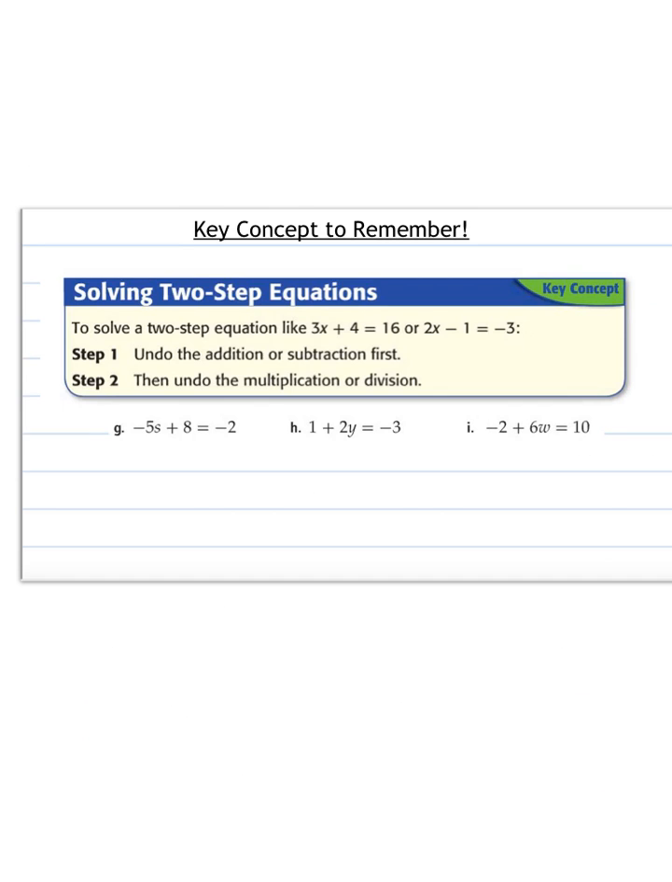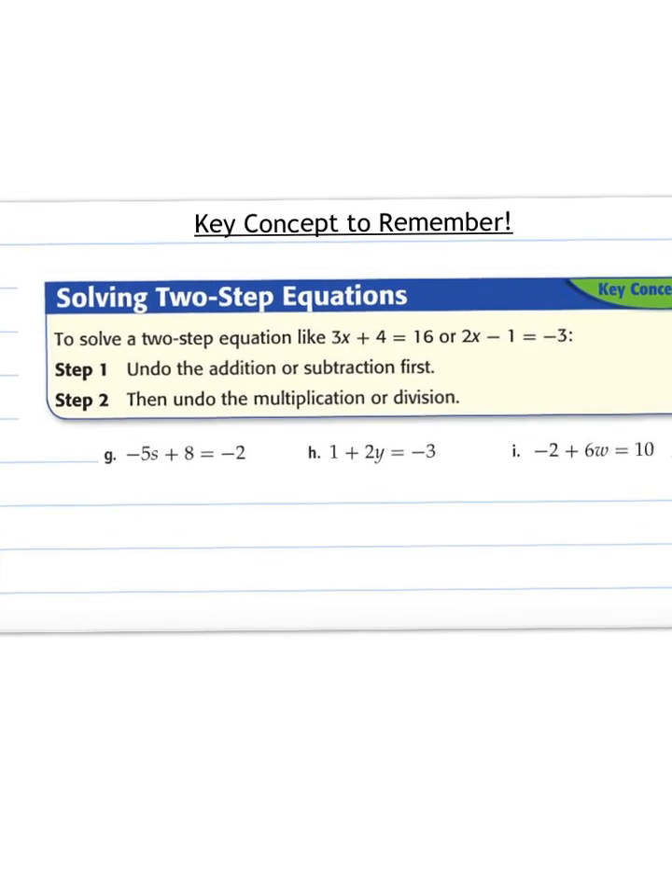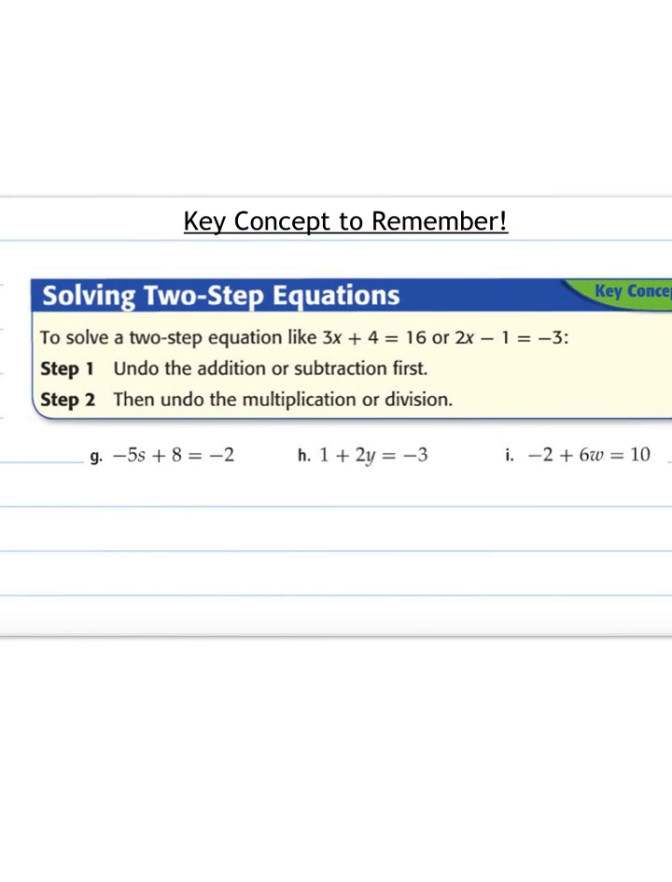Okay, the key concept that we want to remember for solving two-step equations. To solve a two-step equation, like 3x plus 4 equals 16 or 2x minus 1 equals negative 3, your first step, undo the addition or subtraction. Second step, undo the multiplication or division. So make sure that you have that written down.